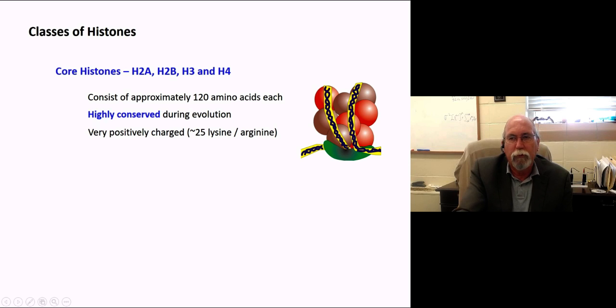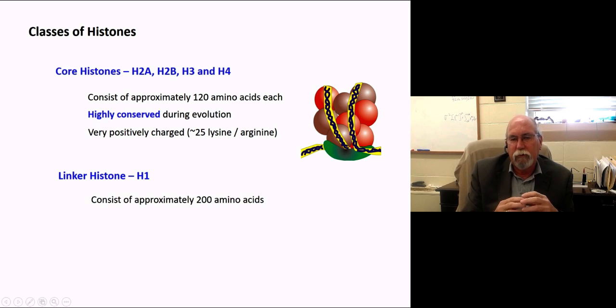And we'll see that's important in a moment as we talk about how all this works together. The second class of histones are the H1 histones, represented by this little green part that we see off down here. These are a little larger, about 200 amino acids in length.